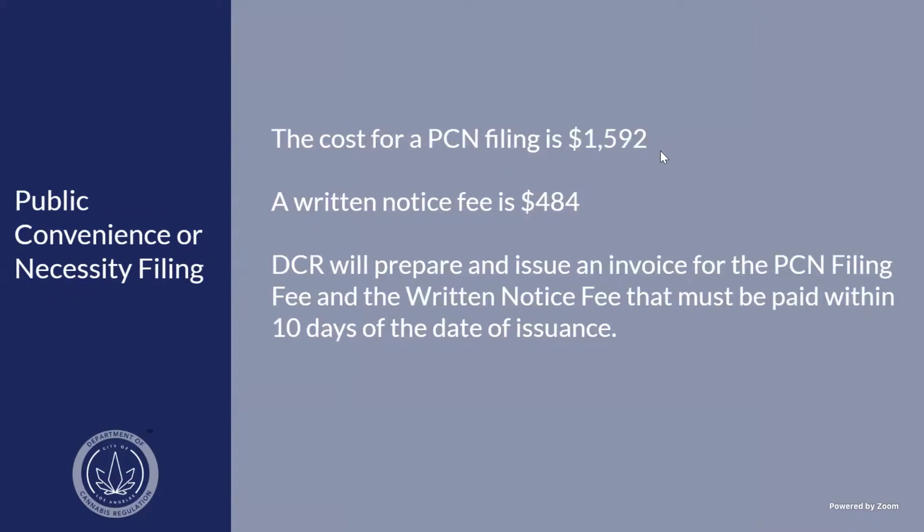The cost for filing a PCN request is $1,592. There may be a written notice fee of $484 if we are required to provide notice on your behalf. And then, of course, we prepare and issue an invoice for the PCN filing fee and any applicable notice fees within 10 days of the PCN record getting created. Again, only certain applicants are eligible to go through the PCN process. Therefore, we have to do the review of the record before we issue an invoice because we don't want people paying invoices for services that we're not going to be able to render.